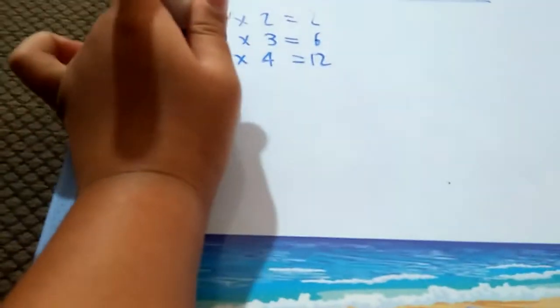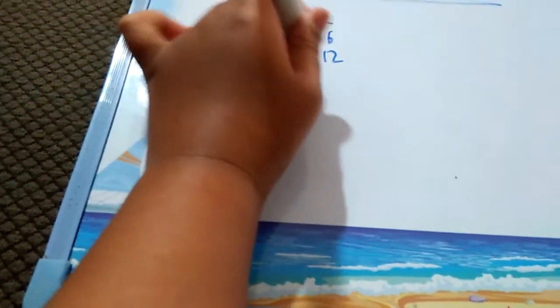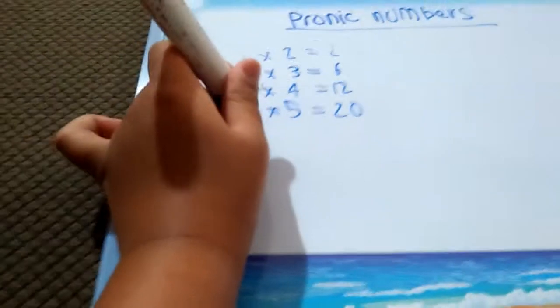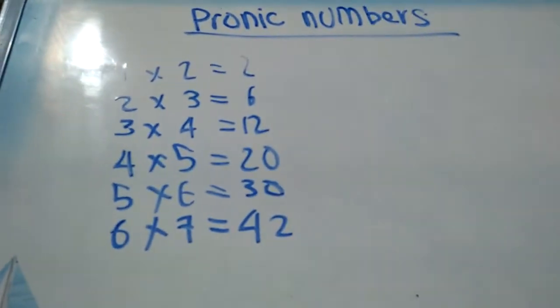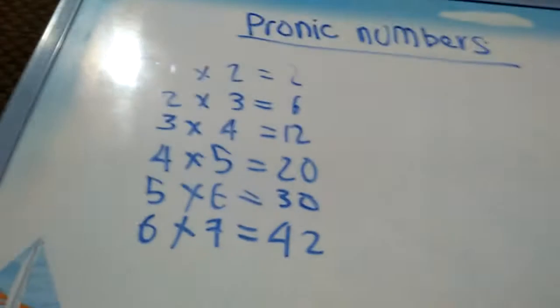1 times 2 equals 2. 2 times 3 equals 6. 3 times 4 equals 12. 4 times 5 equals 20. 5 times 6 equals 30. And 6 times 7 equals 42. And this 42 appeared in the video about 42 and Douglas Adams, because this appeared mostly.